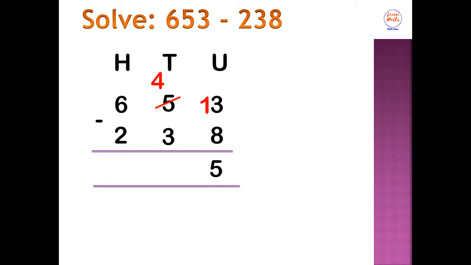So 13 minus 8 now will give us 5. Then we have 4. This is left with 4 minus 3, which will give us 1. Then 6 minus 2, which is 4. So that's the simple logic. Another way, when you are subtracting a bigger number from a smaller number, this is how we go about it. Let's take another.